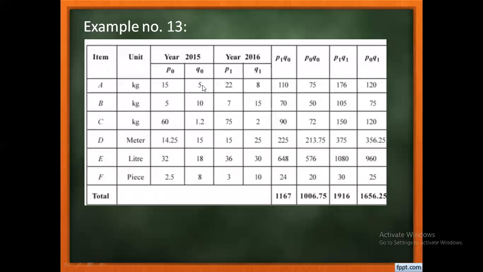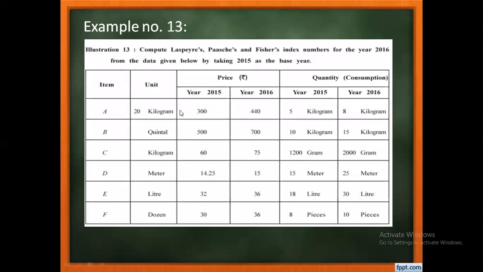Q0, there is no need to change in the Q0, because it is given in the same units. Try to understand. If the unit given and the quantity given are of different units, then you have to change the quantity. But here the unit is given in kg and the quantity is also available in kg, so there is no need to change the quantity. So your Q0 is 5 kg and Q1 is also 8 kg. I hope it is clear, right? For the rest, there is no need to change.